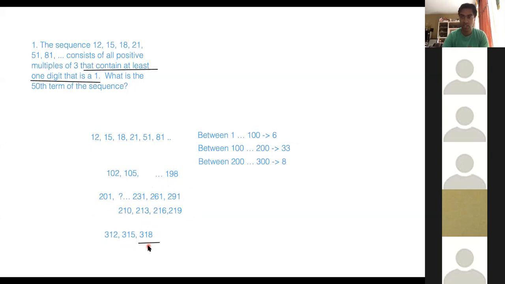Any questions on this? Okay, and just quickly to review, what is the rule to check that a number is divisible by 3? The sum of the digits have to add up to a multiple of 3. Good.